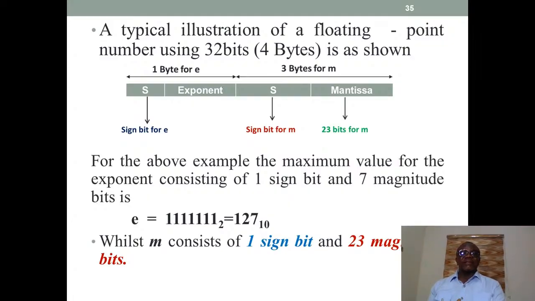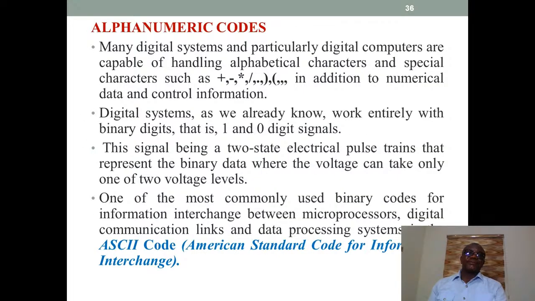But we know that some digital systems now make use of 64 bits, some 128, and they can do higher exponent computation now. So you see the essence, the real life application of this floating point arithmetic. And finally, coming to the end, we have what we call the alphanumeric codes.